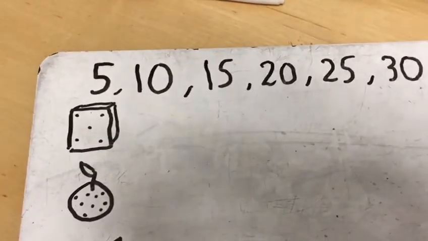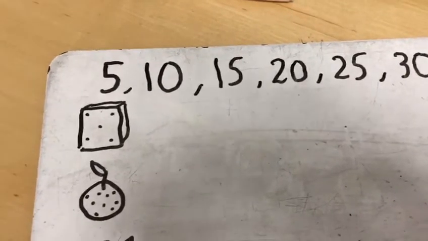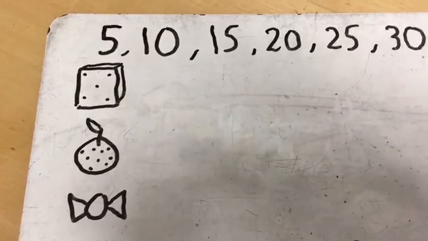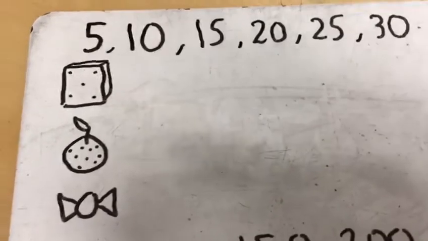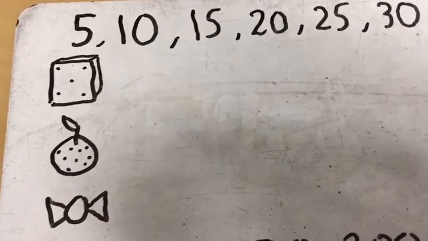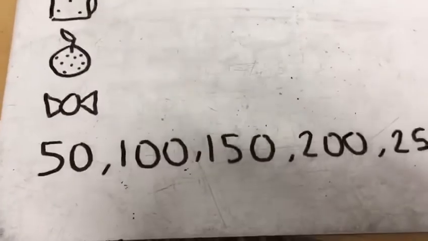We could be counting 5 lots of dice. We could be counting in 5 lots of oranges. We could be counting in 5 lots of sweeties. Or we could be counting in 5 lots of 10. 5 lots of 10 is 50. Okay, let's practice counting up in 50s right now.